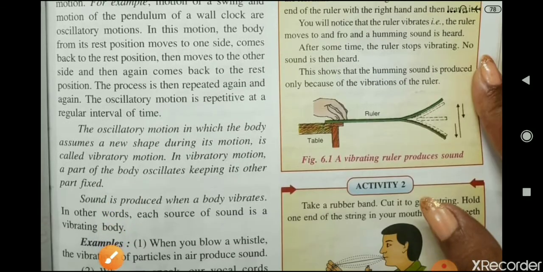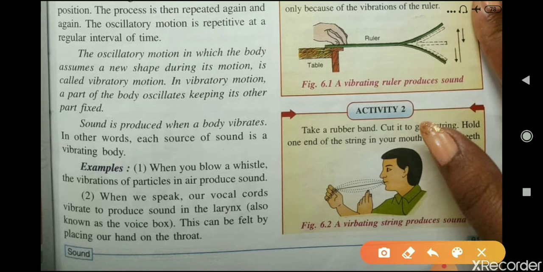Okay, same way you can see in this activity, this rubber band is shown here. While this rubber band is stretched with this hand, and if we move this rubber band from the middle, it starts vibrating and a sound is heard. But as soon as this vibration stops, the sound ceases. Okay, so we can say that sound is only heard when a body vibrates.